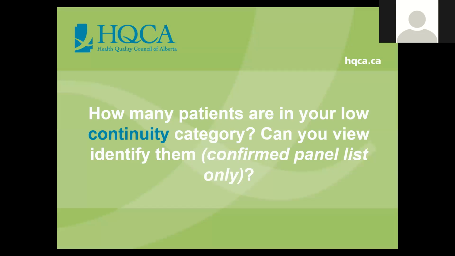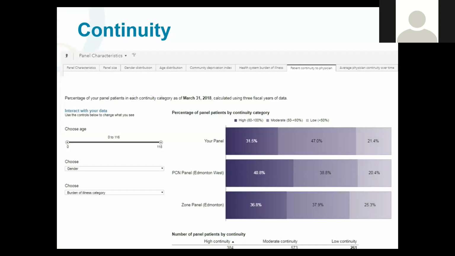All right, so the final item on the try-the-exercise was determining the patients in the low continuity category. In the example that we shared last time, we found that 31.5% of this physician's patients see their physician 80 to 100% of the time, and it was much less than the PCN in the zone. And they also have 68% of their patients with low to moderate continuity. So Sandy, when you were looking at this for your physicians, what did you find?